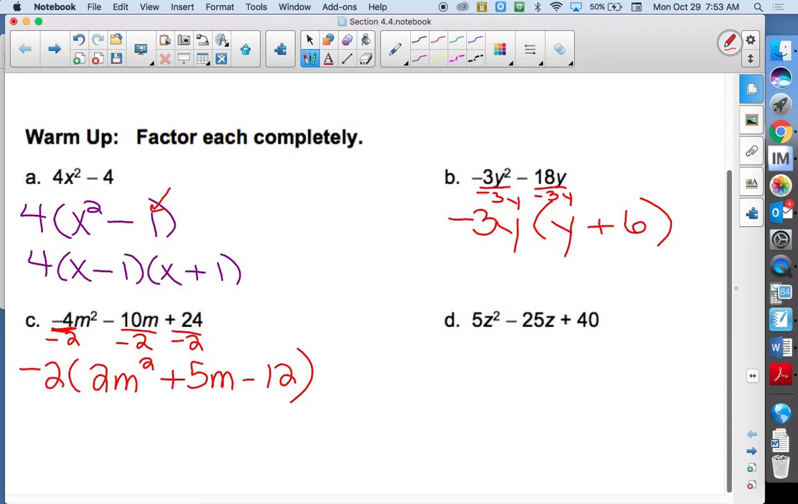Today we're going to talk about how to factor a problem like this when there's a number in front. We haven't factored so far with any number in front. It's just an x squared sitting there. So we're going to stop right now with that one, but we will be able to solve that in a little bit. The last one here, 5z squared minus 25z plus 40.